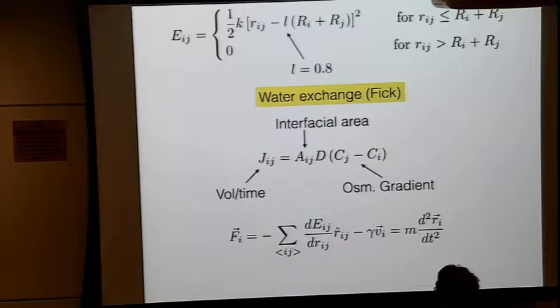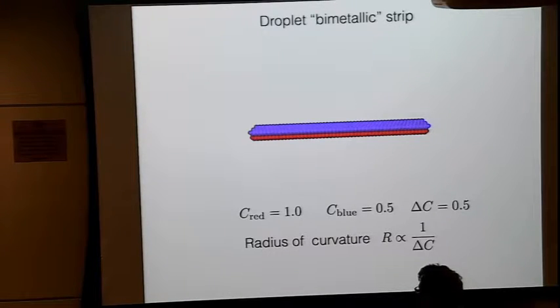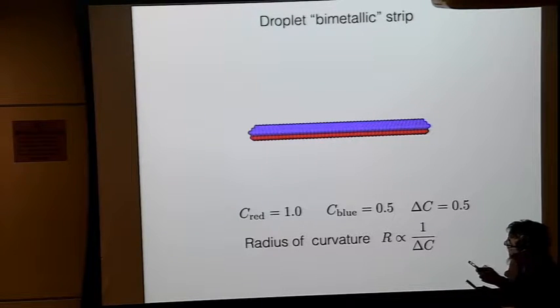So let's see what happens here. Let's look at a very simple case. I call it sort of the bimetallic strip analog of this system. We have one planar layer of high concentration droplets, shown in red on the bottom, and on top of it is another planar layer or strip of low concentration droplets. Here the red ones have a concentration of 1 in some units, and the top one has a concentration of 0.5 in some units. So this concentration gradient is about 0.5.